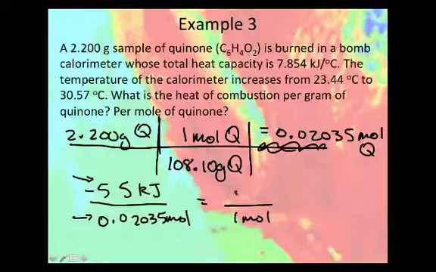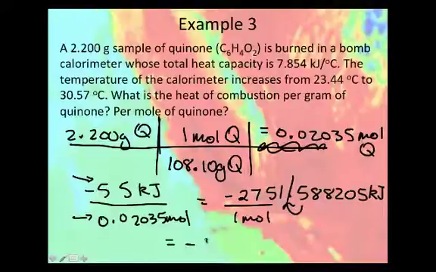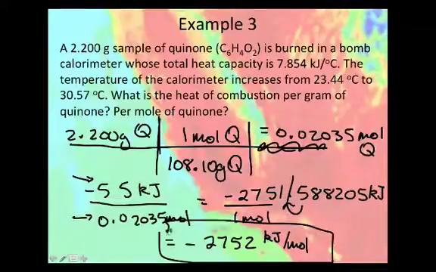All right, here's what I ended up with. Negative 2751.588205 kilojoules per mole. And so let's check our sig figs. I get to keep 4 of those bad boys. So that's going to make me round up my last digit, negative 2,752 kilojoules per mole of quinone, which is a typical standard used in calibrating your bomb calorimeter.